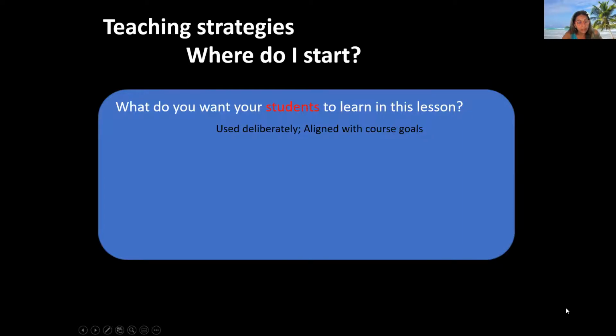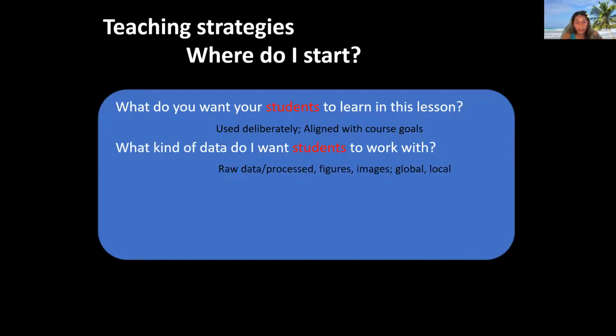And here, as I said, you have to be deliberate, you have to know exactly your goals, and it has to be aligned with the course goals. Second, you have to think about what kind of data you want your students to work with. And again, this could be raw data, process data, figures, images, models. The data could be global in nature or local in context.